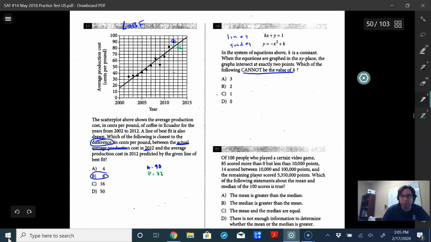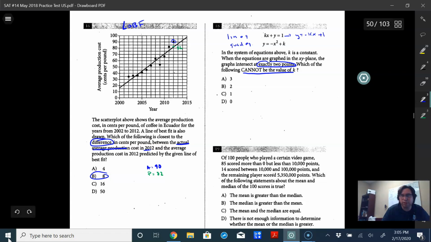Okay, so we want to know which one of these, when graphed, do not intersect at exactly 2 points. So first off, we can help to move this one over. Let's convert this top one, which is going to be y equals negative kx plus 1.